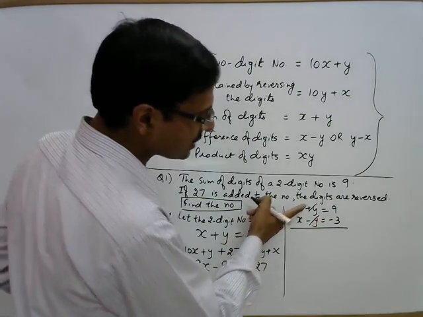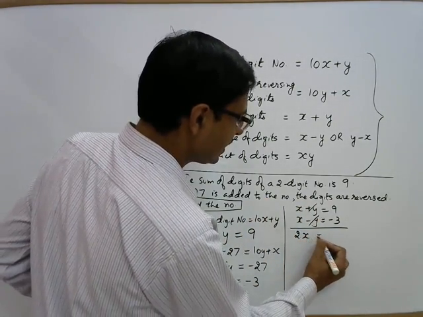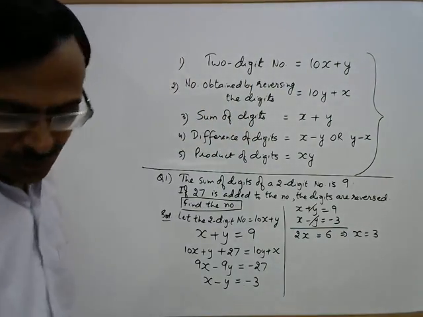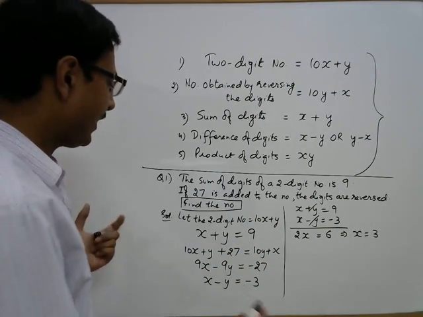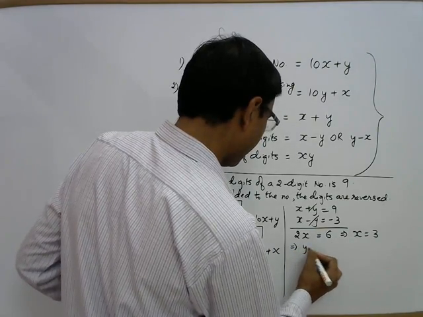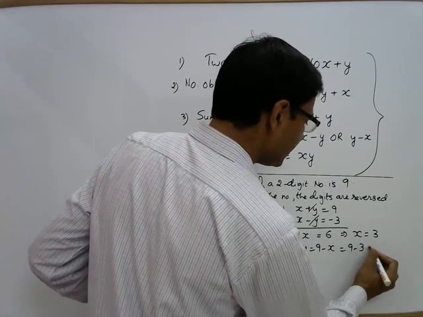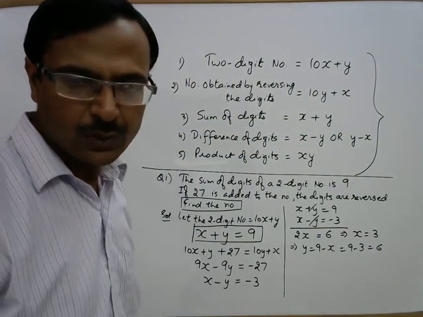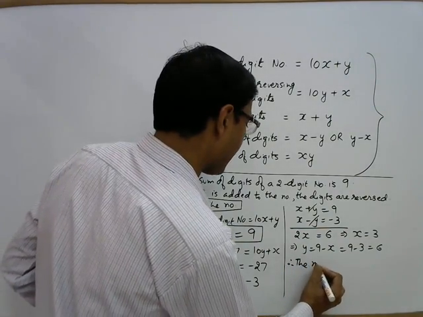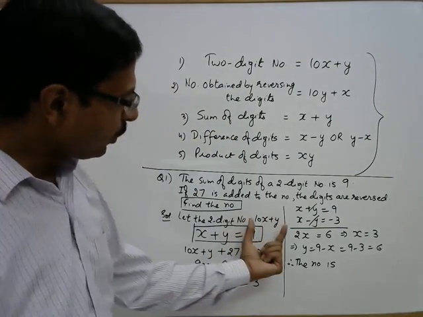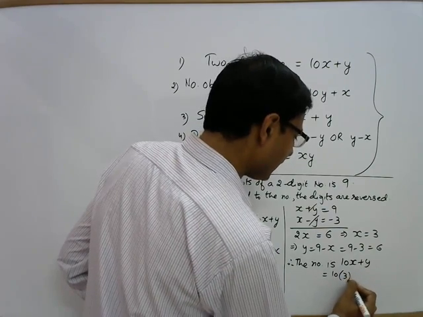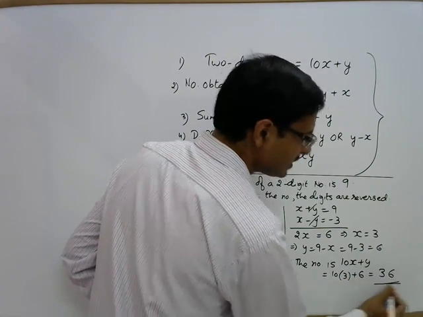I am adding them. Plus y minus y gets cancelled. x plus x is 2x and 9 minus 3 is 6. So that gives x equal to 3. So x is 3. Now we can find the value of y using this equation. That implies y is 9 minus x. So 9 minus 3, 6. So once you know the values of x and y, you can find the number. Therefore, the number was assumed as 10x plus y. So now put the values here. 10 into 3 plus 6. You get the answer as 36.